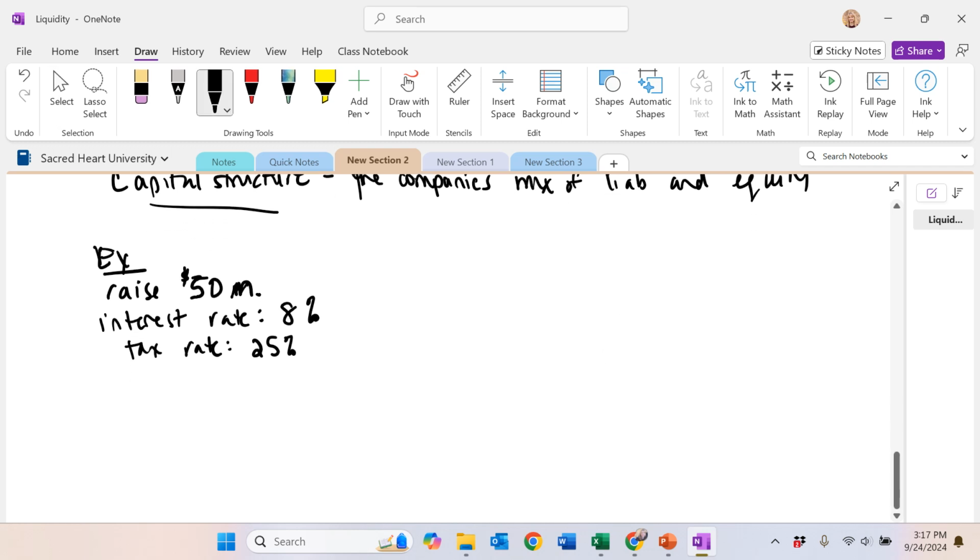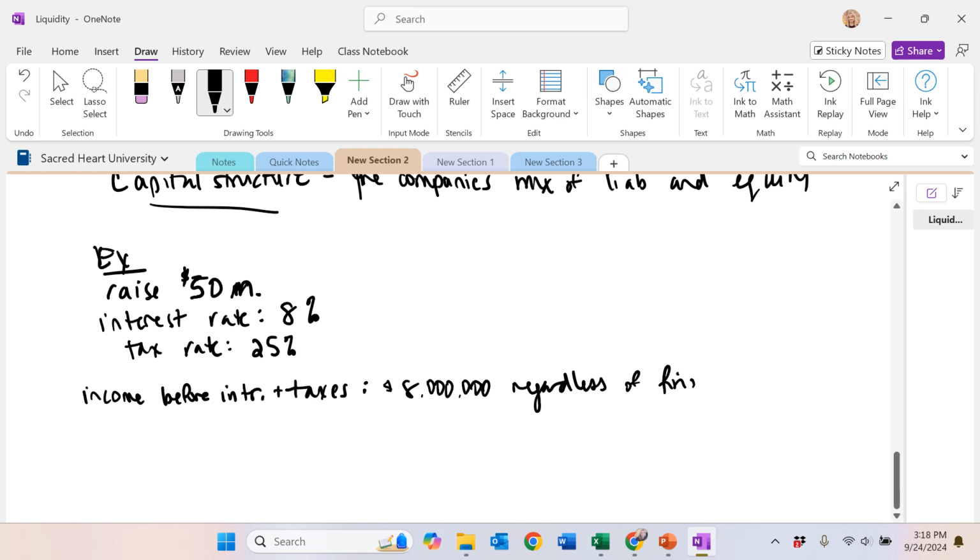Regardless of how they finance, whether the company's going to borrow and subject to this 8%, or whether it's going to issue stock, the income that it's going to be able to generate is going to be $8 million off of the $50 million. So income before interest and taxes. So we're saying that the company needs $50 million and it knows that it can earn a 16% return on assets. It knows that it can generate $8 million regardless of the financing, regardless of its capital structure.